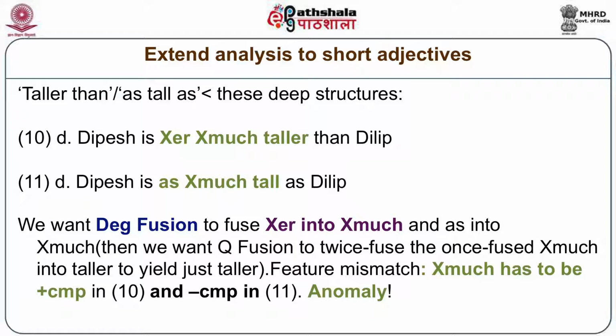Notice that in "Dipesh is X much tall as Dilip," there is only one volatile element, in the quantifier position, whereas in the deep structure of "Dipesh is X much taller than Dilip," there are two volatile elements: one in the degree position and one in the quantifier position.